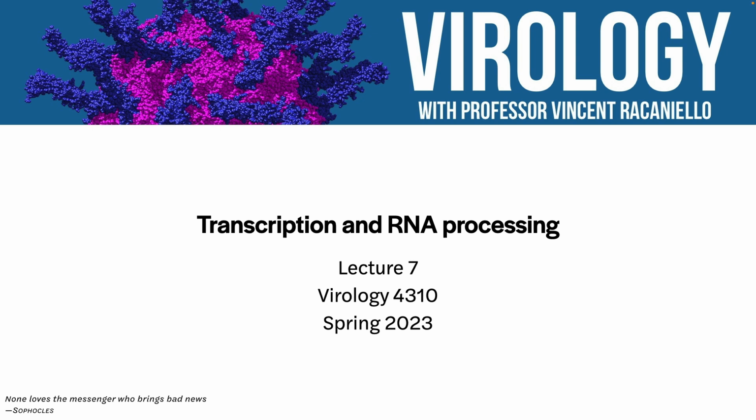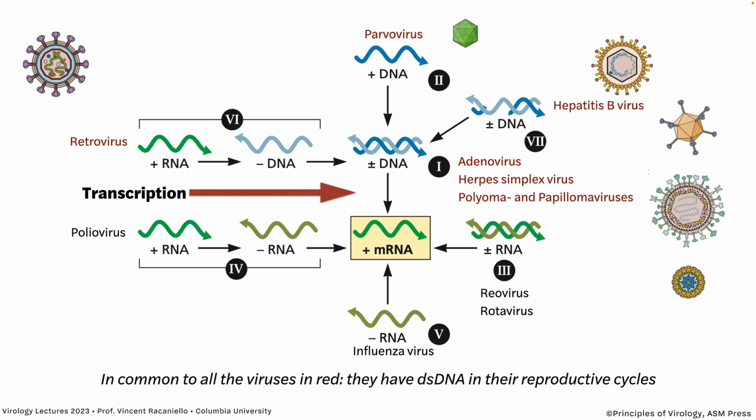And transcription has a very specific meaning in my world, not in everyone's. It's that red arrow there in our Baltimore scheme where we have double-stranded DNA going to mRNA. That's transcription. Nothing else on this slide is transcription. And if you can remember that, it's important because only double-stranded DNA can be transcribed. The gapped DNA there, the group 7, the single-stranded DNA, group 2, they cannot be transcribed.